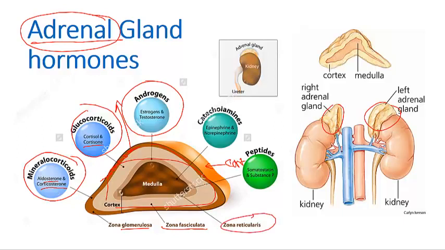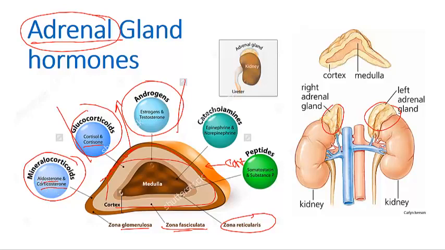It's the innermost layer of the cortex, and the zona reticularis secretes glucocorticoids and androgens as well. So glucocorticoids are secreted mostly by the zona reticularis and zona fasciculata, while the zona glomerulosa is the only one which secretes mineralocorticoids. The rest of the region secretes glucocorticoids and androgens together. Now, if you look at the structures of different hormones, among the mineralocorticoids we have aldosterone and corticosterone.